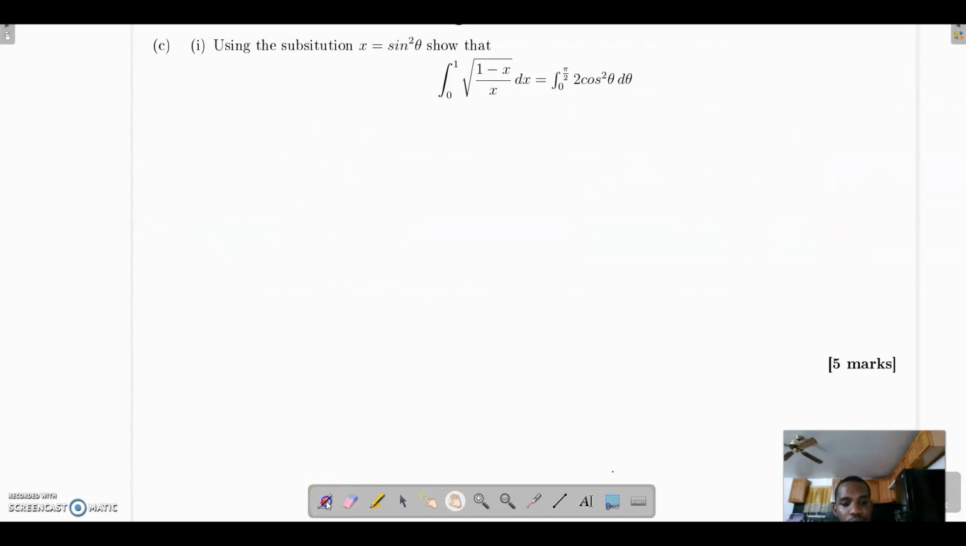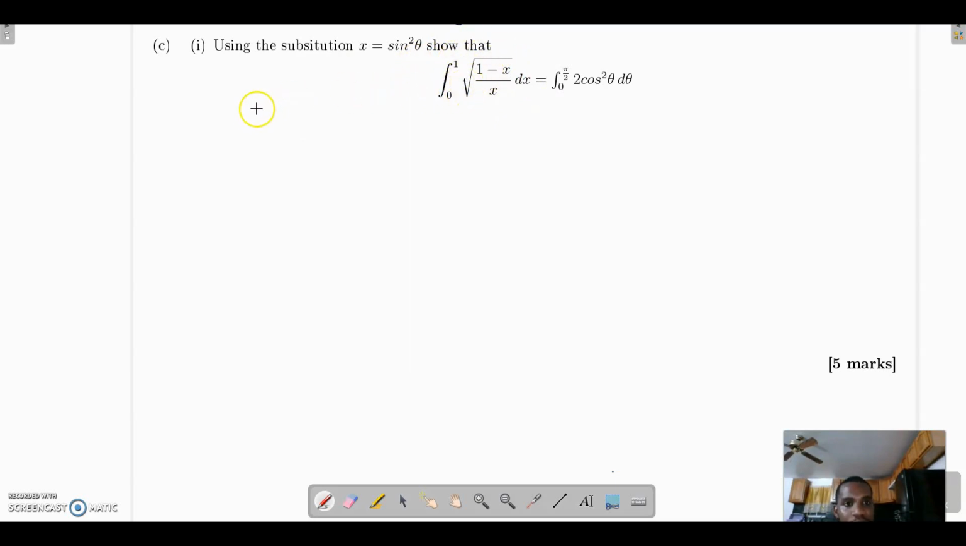We now move on to question C. And in question C it says, well, C part 1, use the substitution x equals sine squared theta to show that the integral of all of this is equal to that. Now, one of the things I want to talk about is that whenever you have boundaries and you're doing substitution, like in this case, the function is in terms of x. So these are x boundaries. All right, we're going to be changing it in terms of theta. So we're going to want some theta boundaries.